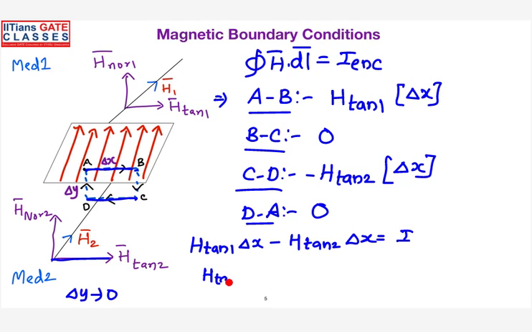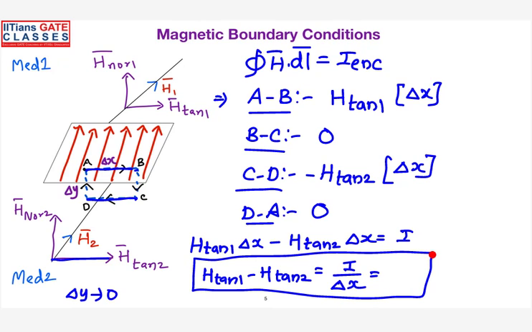So H tan 1 minus H tan 2 is equal to I by delta X. Can you tell me what is that I by delta X called? Okay, sir. Very good. It is basically called the surface current density.